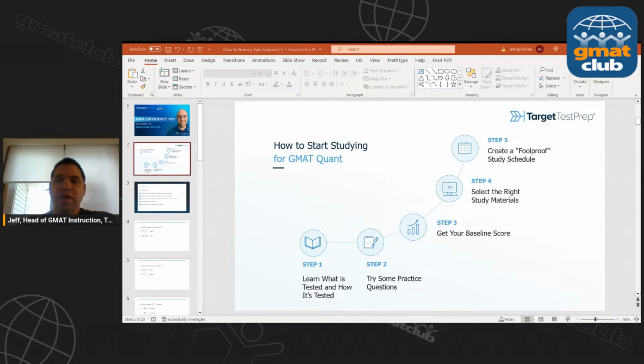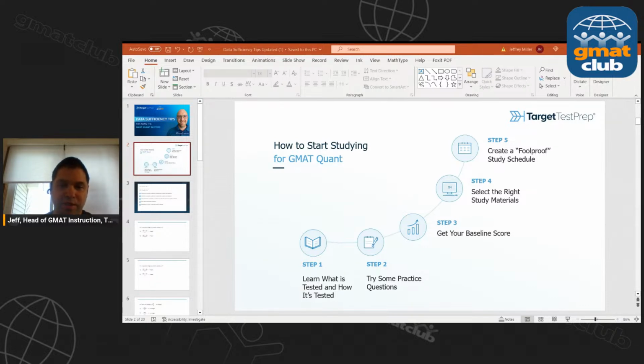So one of the things that I want to discuss to start, one of my favorite things to discuss, is just how to get started with your GMAT Quant studying, because this is important. Yes, understanding the content is huge, right? But you do need to know how to study, and you need to be able to set up a study plan. So this is going to come in steps.